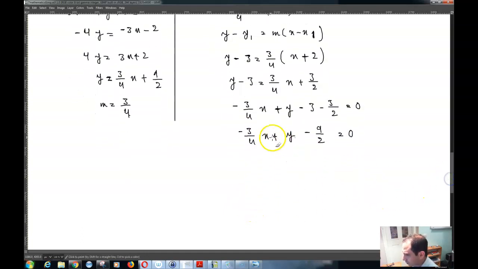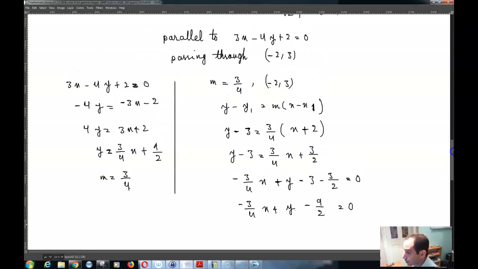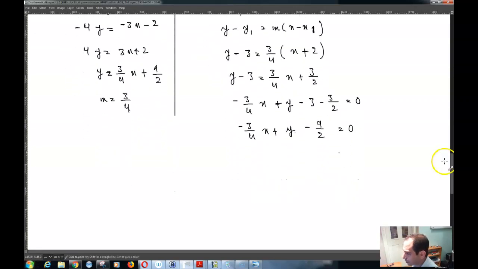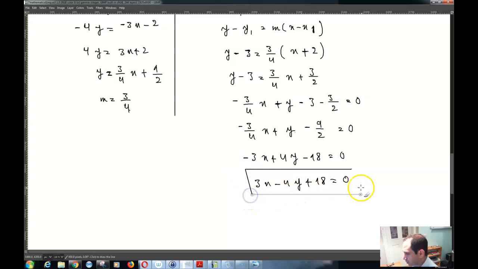Then you can multiply by a factor of 4 to get rid of the 4 and the 2. So you get negative 3x plus 4 times y, and 4 divided by 2 is 2, 2 times 9 is 18, is equal to 0. Then you can multiply by negative 1 and you'll get 3x minus 4y plus 18 is equal to 0. So that is the equation of the line. So question number 7 is 3x minus 4y plus 18 is equal to 0.